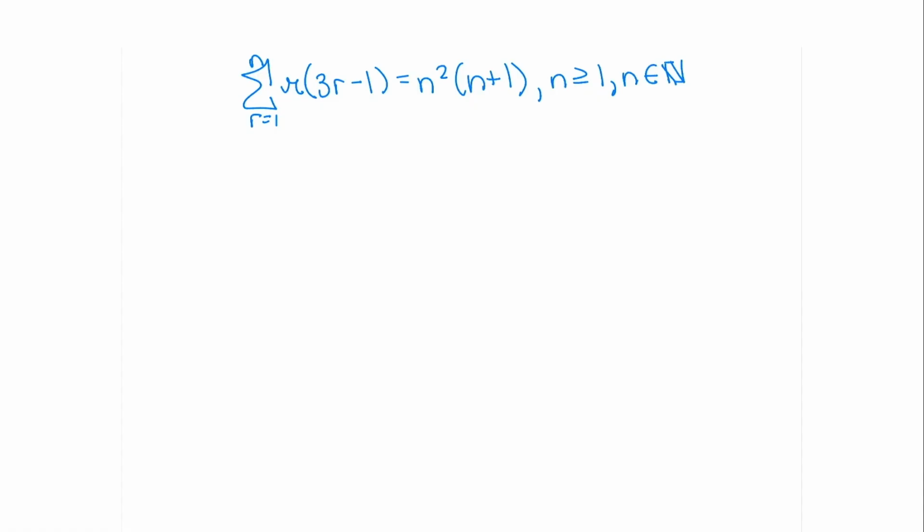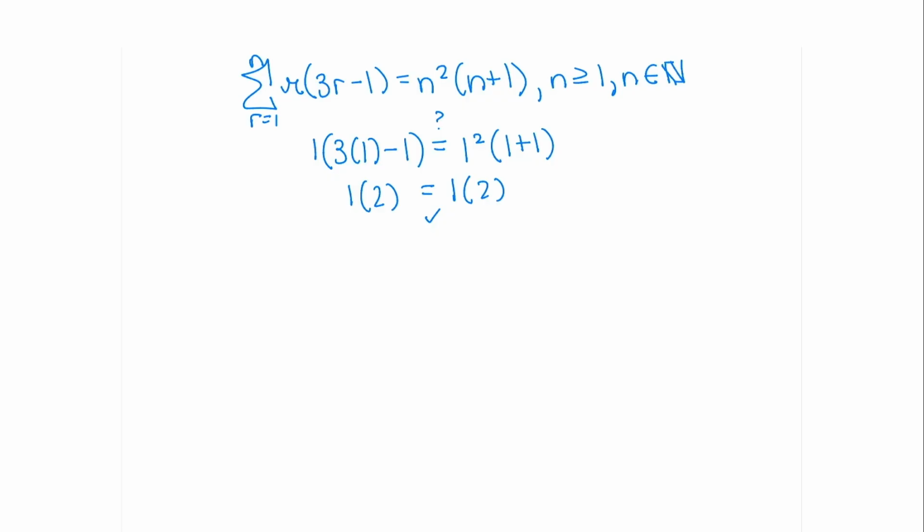So what we have to do is prove our base case. So let's see if this works for the number 1. We're going to try the left side and the right side. For the left side, we're going to have 1 times 3 times 1 minus 1, and we're trying to see if that equals 1 squared times 1 plus 1. So we're going to have 1 times 2, and we're trying to see if that equals 1 times 2, and it does. So our base case is proven.